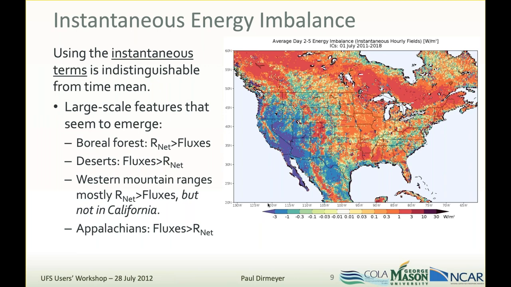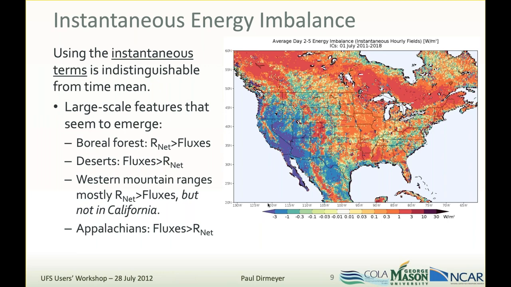We can see Western mountain ranges pretty well as being red, but not in California. That red tongue that sticks down into California is actually going through the Central Valley and up the Sierra Nevadas. And then the Appalachians show up kind of green, weakly blue as well.